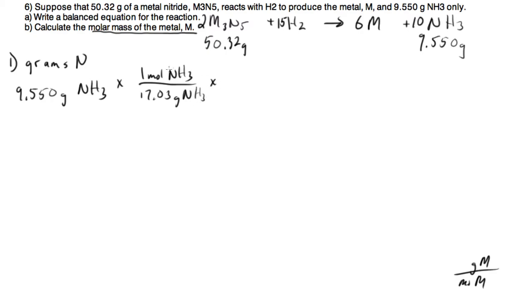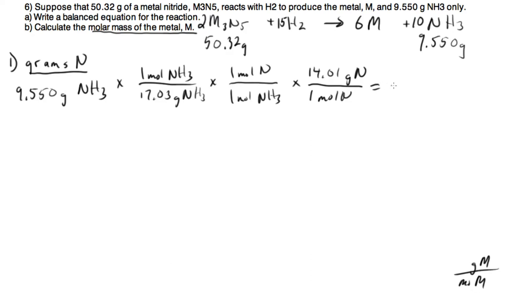Now I'm going to figure out how many moles of N. Again, we're trying to figure out grams of N, so I know there's 1 mole N for every 1 mole NH3. And then I'm going to change from moles of N to grams of N. So you've done this before many times. It's just that you maybe didn't think of starting with N. So that gives me 7.856 grams of N.